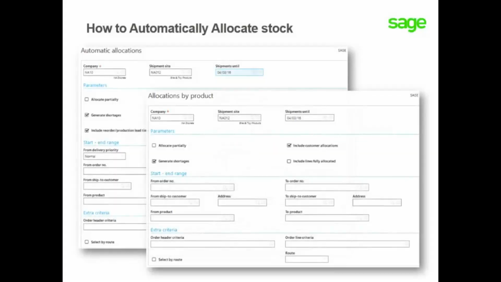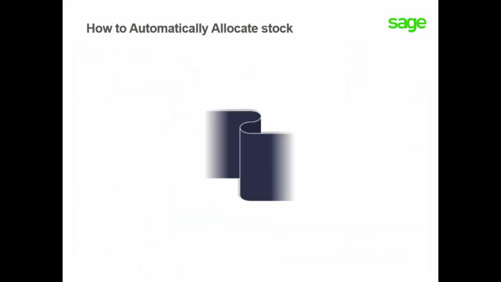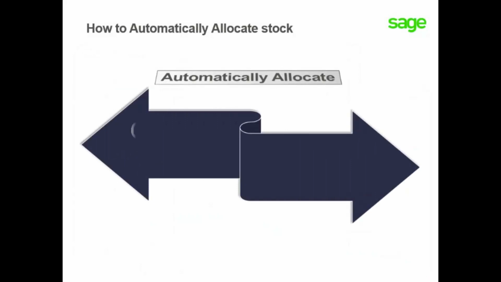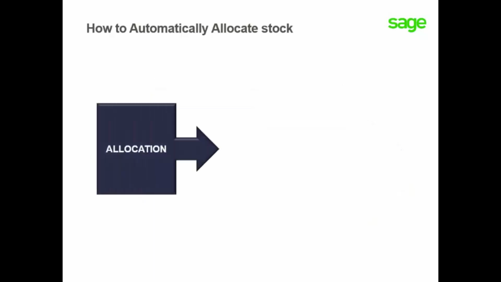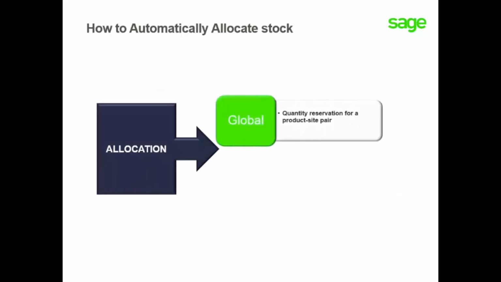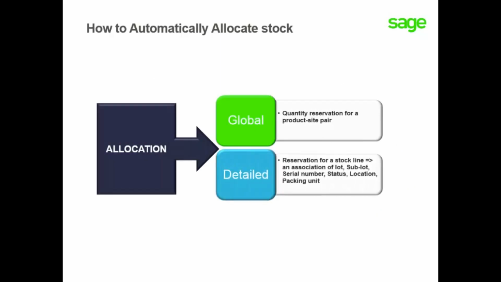In this topic, you will learn how to automatically allocate stock. Now, you can automatically allocate order by order, or allocate by product managed in stock which firm orders are entered. Each order is allocated according to its own allocation setting, either global, which is just a quantity reservation by product and site, or detail, which includes the actual stock line, like the lot number, serial number, and status.